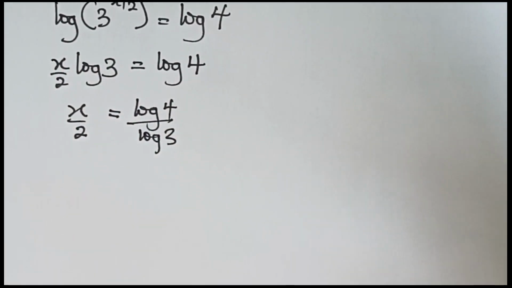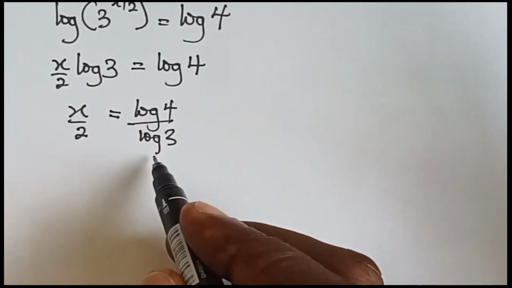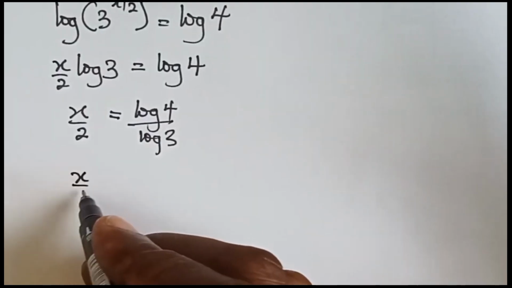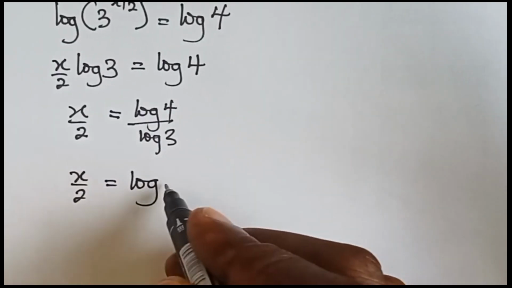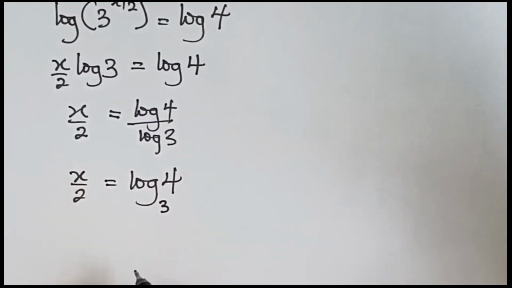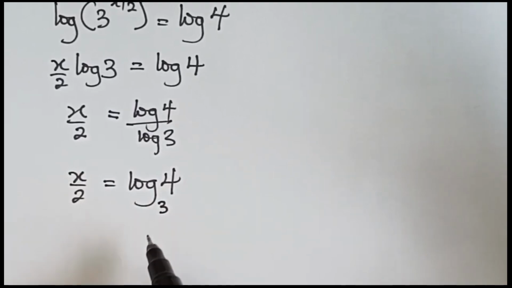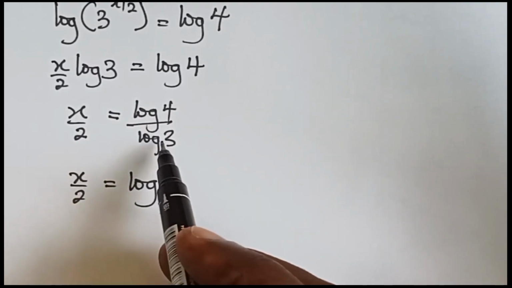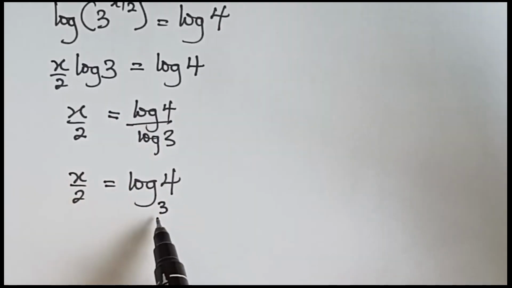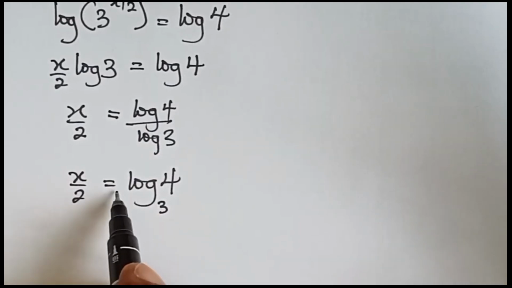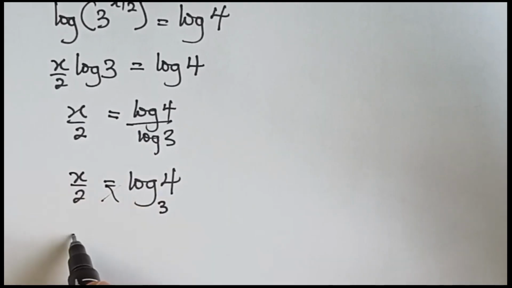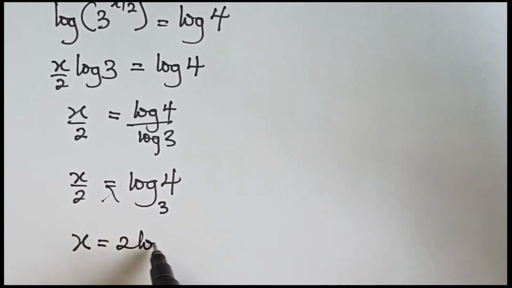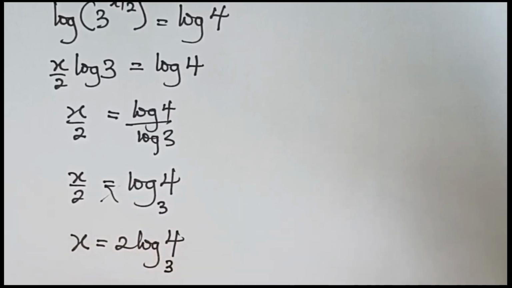All right, so another way to write log 4 over log 3 is log 4 base 3. Okay, so one of the laws of logarithm says that if you have log A over log B, it's the same thing as log A base B. And that's what we have applied. Then here we can cross multiply. It means our x equals 2 log 4 base 3.